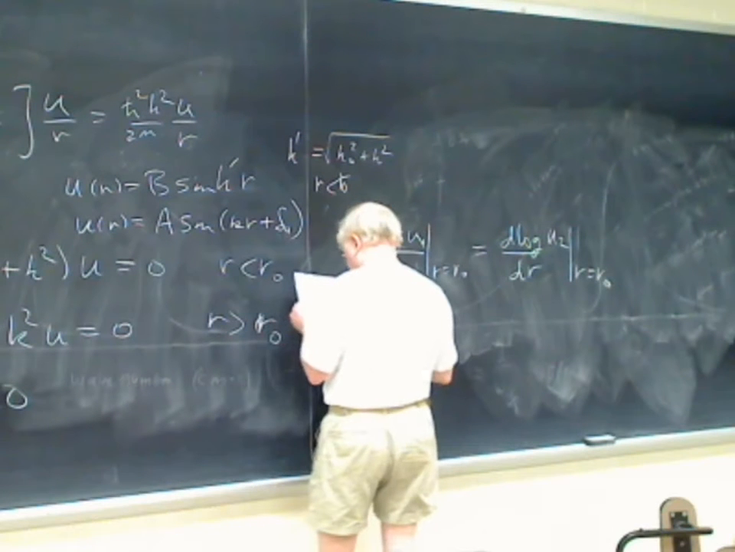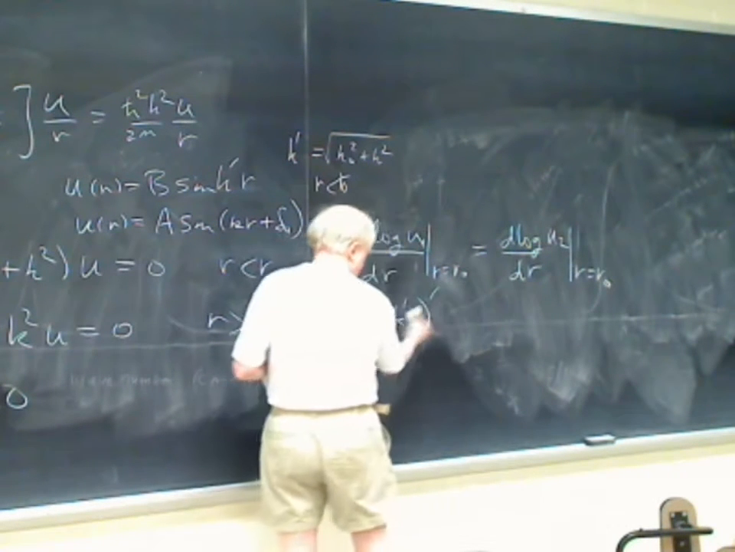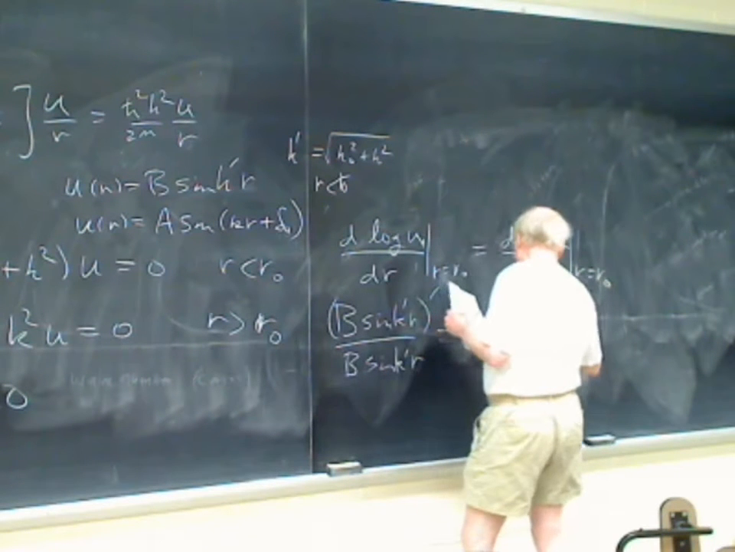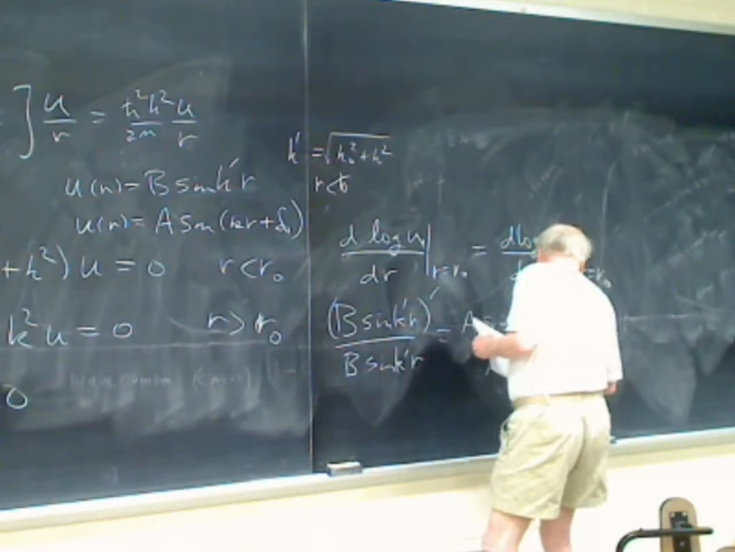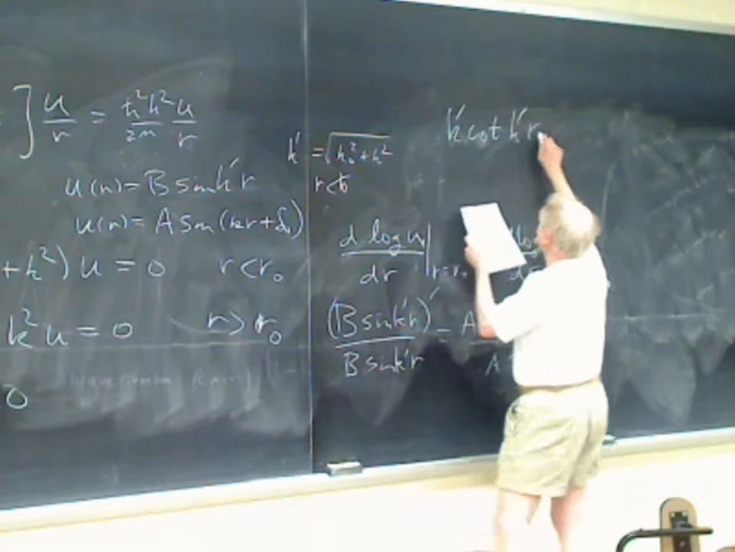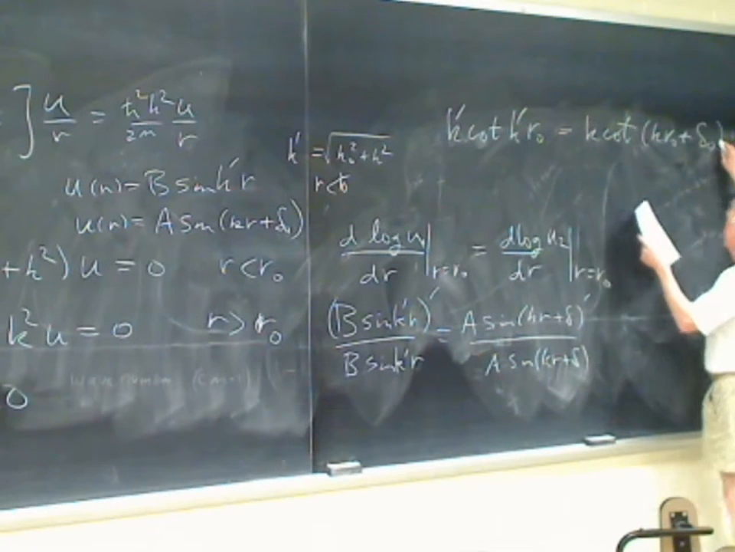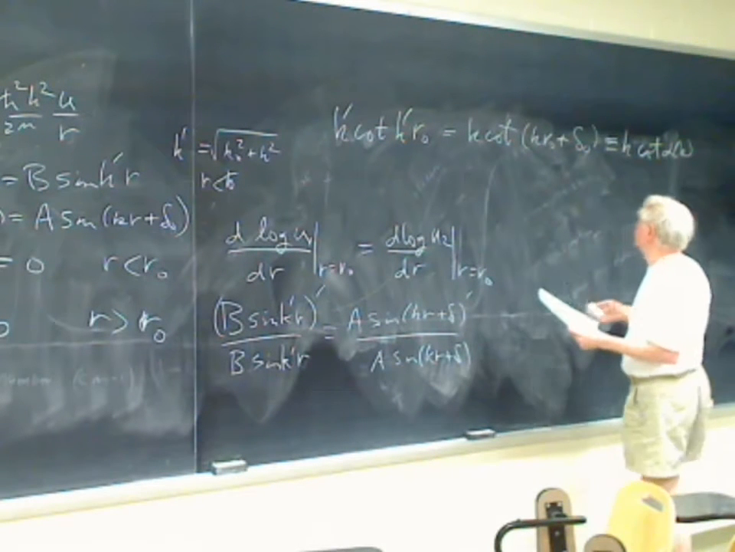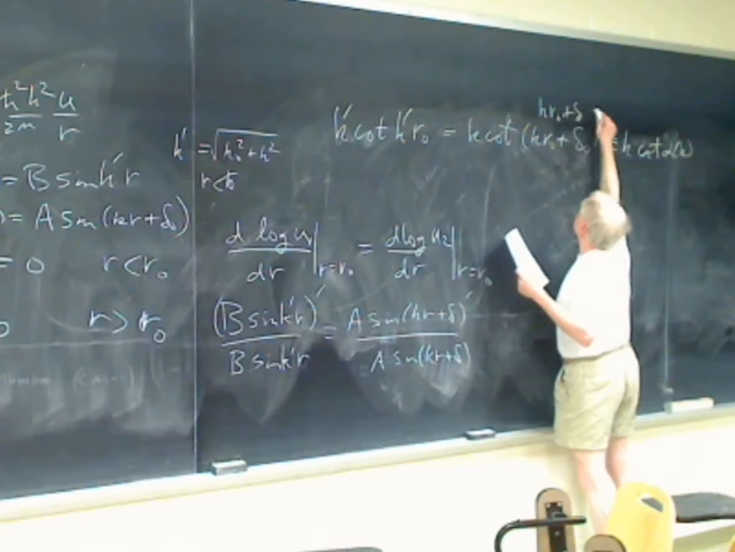And so what you get is b sine k prime r. So this prime means k prime, this prime means d by dr, over b sine k prime r is equal to a sine kr plus delta prime over a sine kr plus delta. And when you boil that through, what you get is k prime cotangent k prime r0 equals k cotangent kr0 plus delta 0, which we can call k cotangent alpha of k. So this alpha of k is just kr0 plus delta 0.